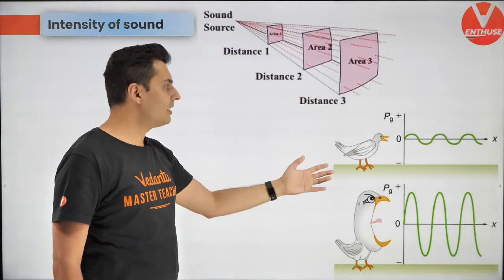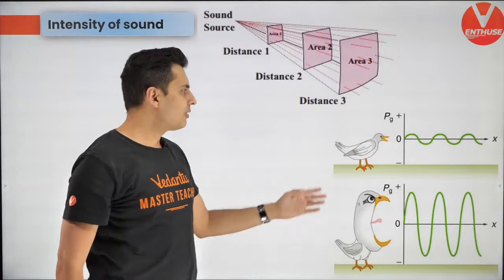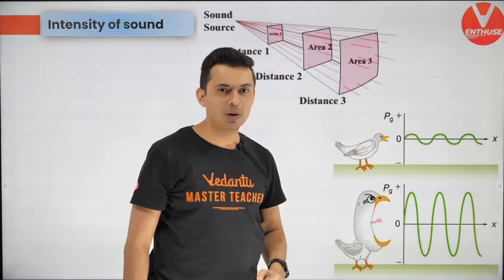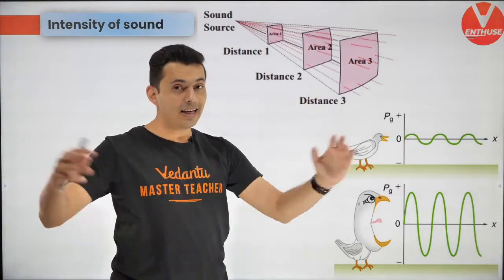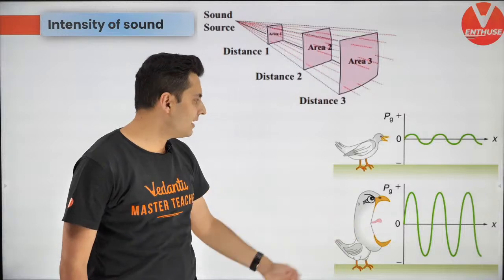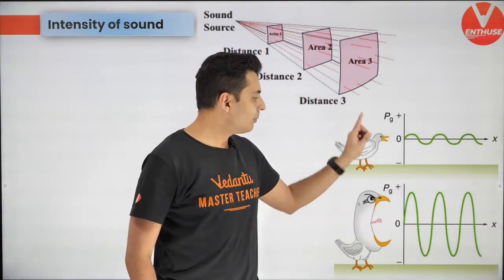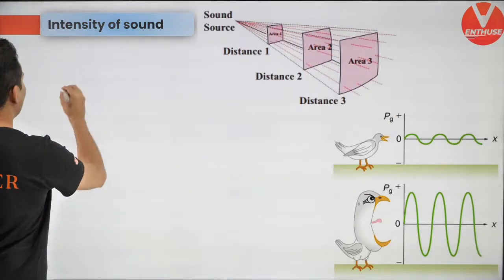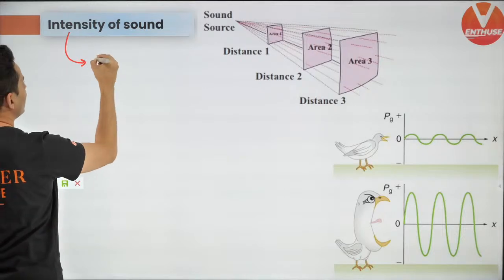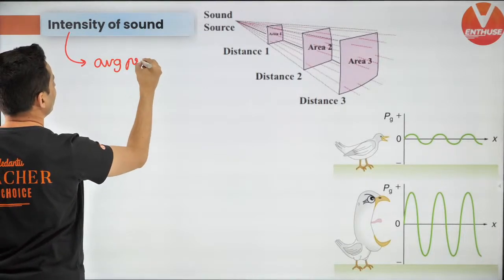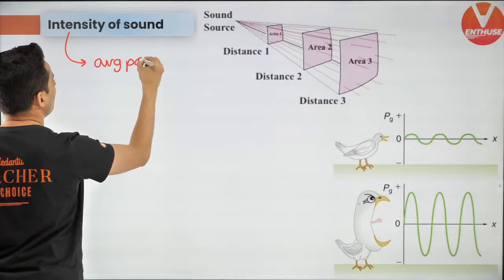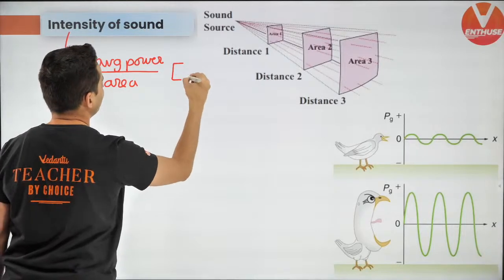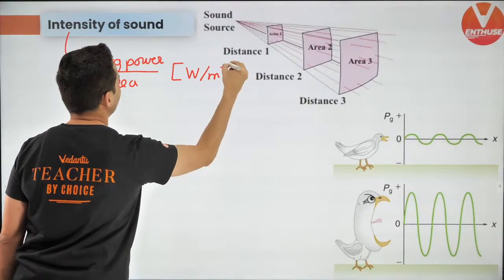And obviously intensity depends on the amplitude as well. So if a bird is chirping melodiously, the variations of pressure are very small. But if the bird is screaming its lungs out like crazy, yelling at someone or some other bird, then the pressure variations will be very large. That's more intense. So remember, intensity is basically average power per unit area. That means the units will be watts per meter square.